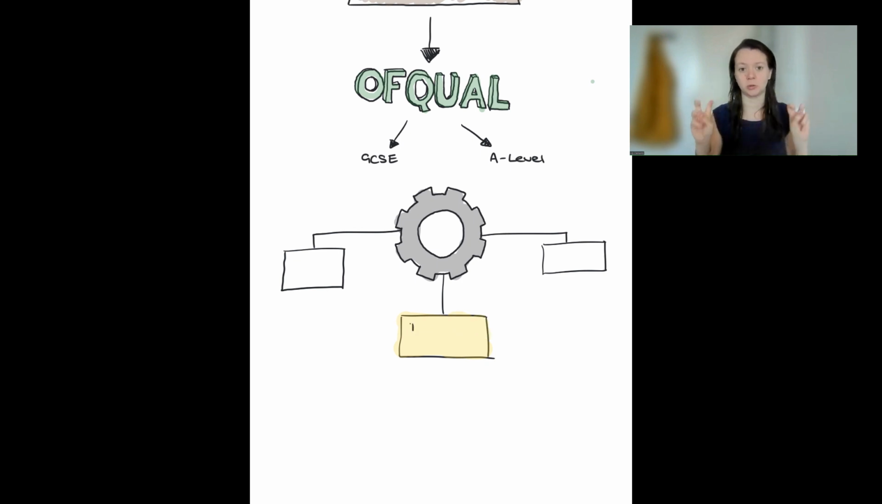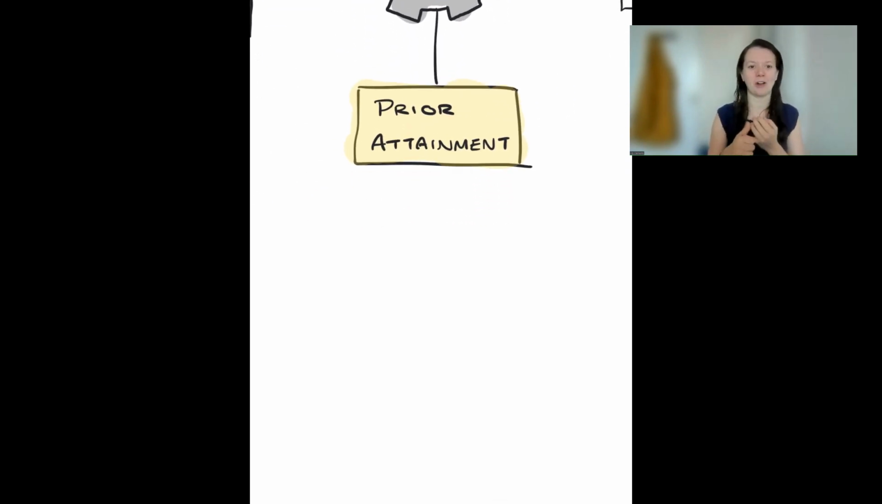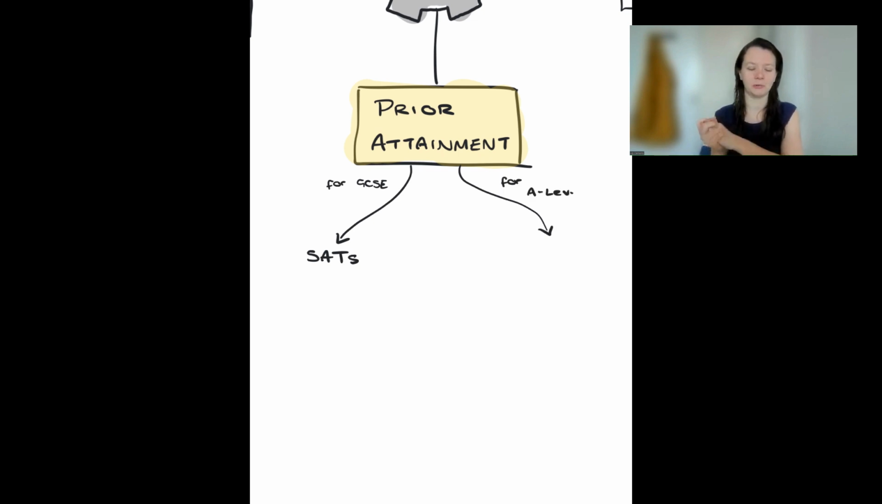the prior attainment score, and this is the current student's performance in previous qualifications. So for students doing their GCSEs, the prior attainment score is taken from how they performed at their examinations taken at the end of Key Stage 2, called your SATs. And for A-Level students, the prior attainment score is taken using how the student performed in their GCSE examinations.